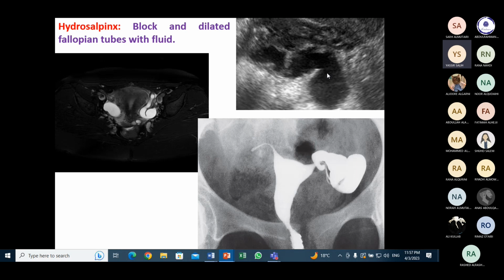This hydrosalpinx can be demonstrated by ultrasound. So this is a dilated fallopian tube. And also this fallopian tube dilatation can be seen by MRI. So this is MRI. You can see the hydrosalpinx, the dilated uterine tube. Dilated fluid-filled uterine tube shows hyperintensity. This is a fluid intensity in this T2 MRI axial pelvis.